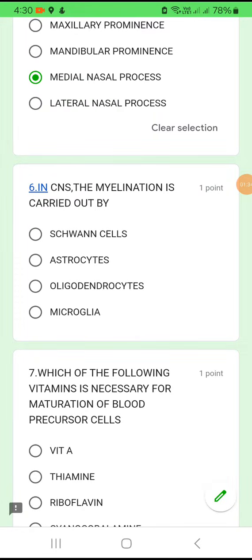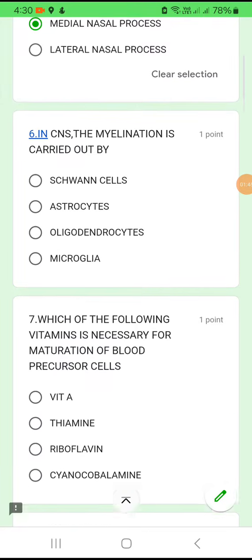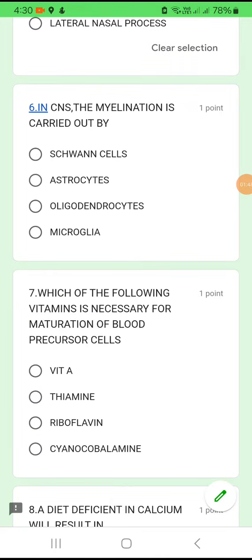Question number 6. In central nervous system, the myelination is carried out by. So read the question carefully. In central nervous system, not in peripheral nervous system. In central nervous system, myelination is carried out by option C, oligodendrocytes.